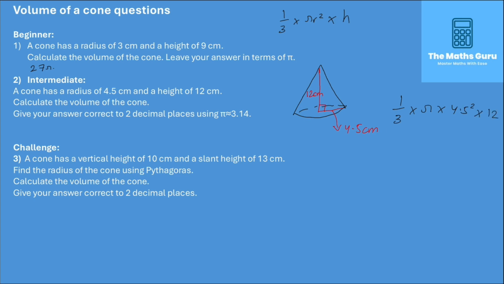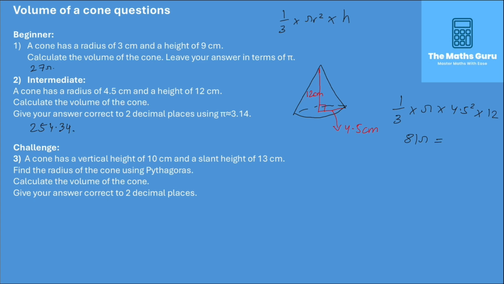So this answer would be 81 pi. But notice in the question, it asks us to give the answer to 2 dp. So 81 pi, or 81 times 3.14, because that's what it says to use in the question. We get 254.34.